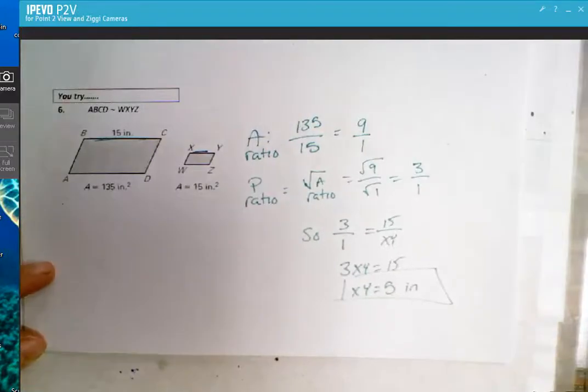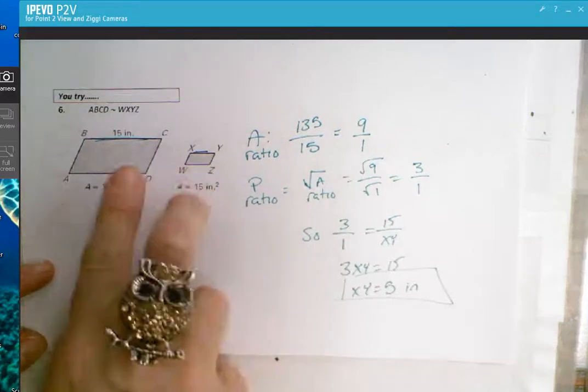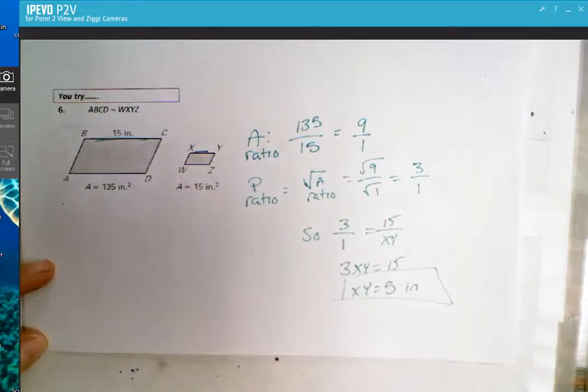Okay, so that's the answer that I got for the length of XY in this case. Reasonableness checks in, saying, hey, that's 15, and that's 5. That makes sense. We'll go from there.